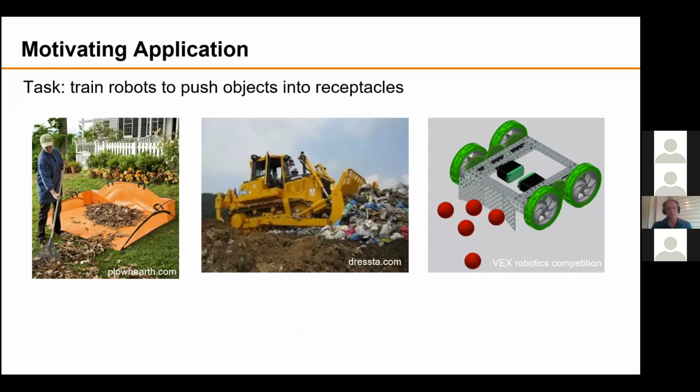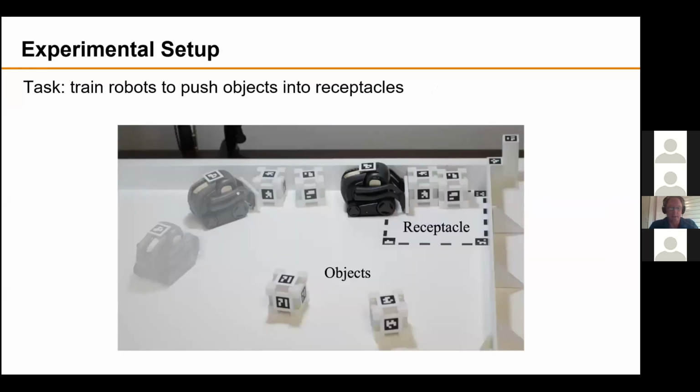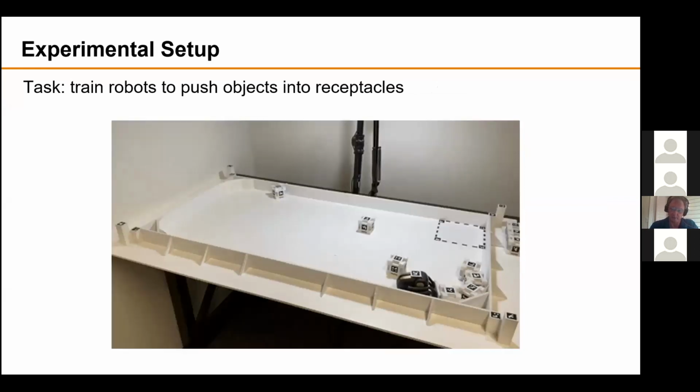Okay, so in that paper, the focus is on a task where robots have to push objects into receptacles, motivated by cases where you're cleaning up leaves or cleaning up trash or things like that. And so there's a robot that moves through the environment. All it can do is navigate. And there are objects, and the goal is for the robot to push them all into the receptacle. So here's an example of the robot in action, trying to push them into the receptacle. So that's the task that we're trying to learn.